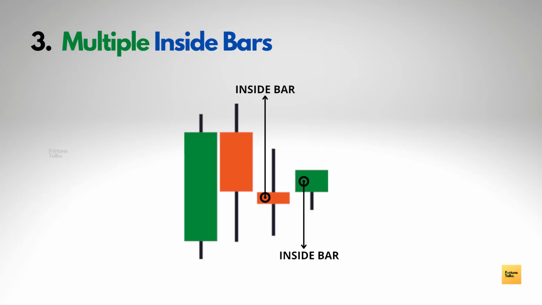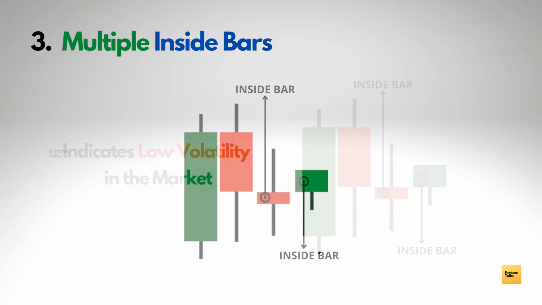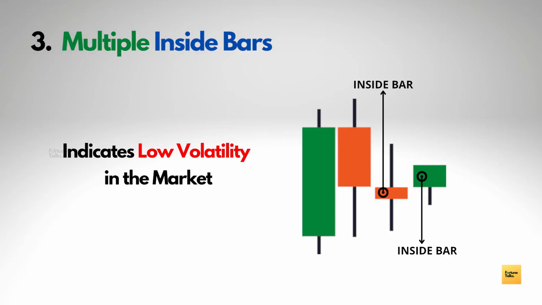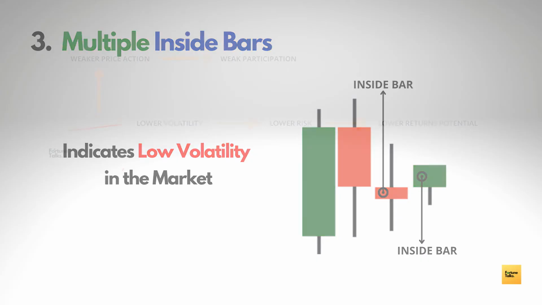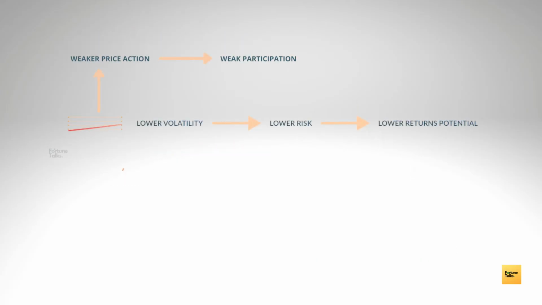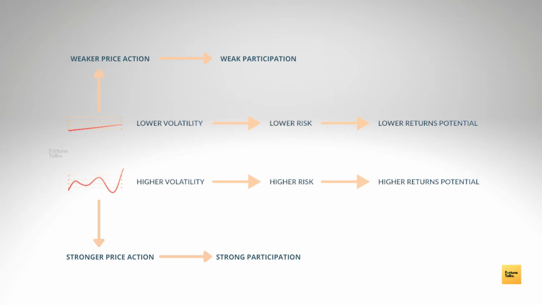Now the third type of inside bar is multiple inside bars. So in this case, you have multiple inside bars together. This is a powerful pattern because it tells you that there is low volatility in the market. To briefly talk about volatility, low volatility is associated with weak participation from the market participants, or it can signify weak price movements, while a high volatility is associated with elevated interest from the market participants.